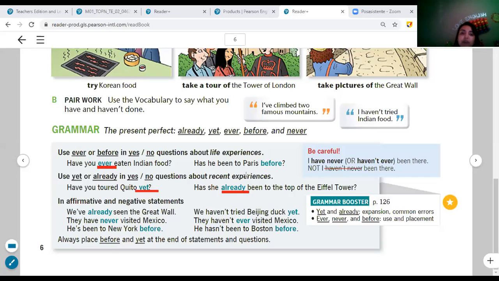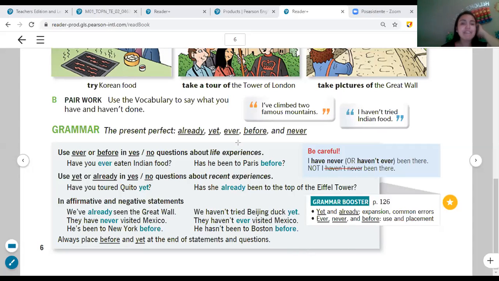And not only in questions, we also use them in negative and affirmative sentences. We've already seen the Great Wall. They have never visited Mexico. He's been to New York before. We haven't tried Beijing duck yet. They haven't ever visited Mexico. He hasn't been to Boston before.